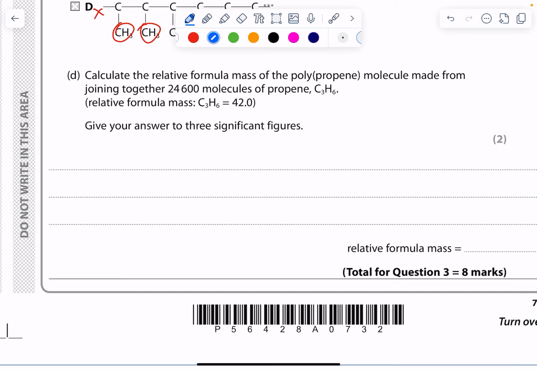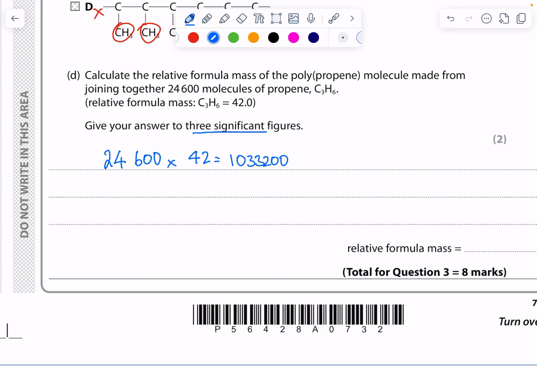Okay, next one here is calculate the relative formula mass of polypropene joining together this big number of molecules. So all we've got to do here, we're joining together 24,600, and the mass of one of them is 42. So all I'm going to do is put 24,600 times by 42, and that's going to give me 1,033,200 as a relative formula mass.